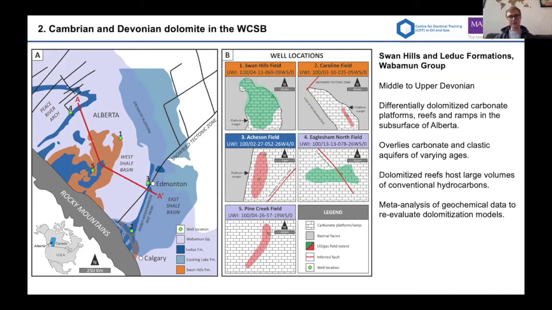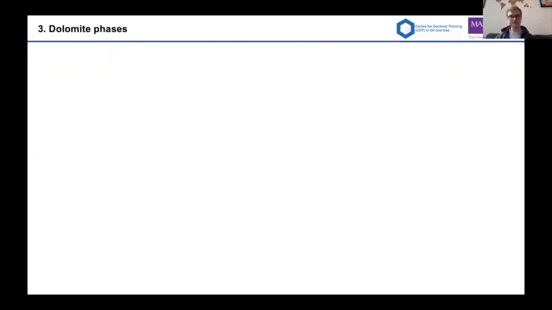Now, there's been a lot of previous work done on this, and as such, there's a rather large geochemical database that's available if you have the patience and time to put it all together. So really, this study is summarizing that data and reevaluating it through a meta-analysis.